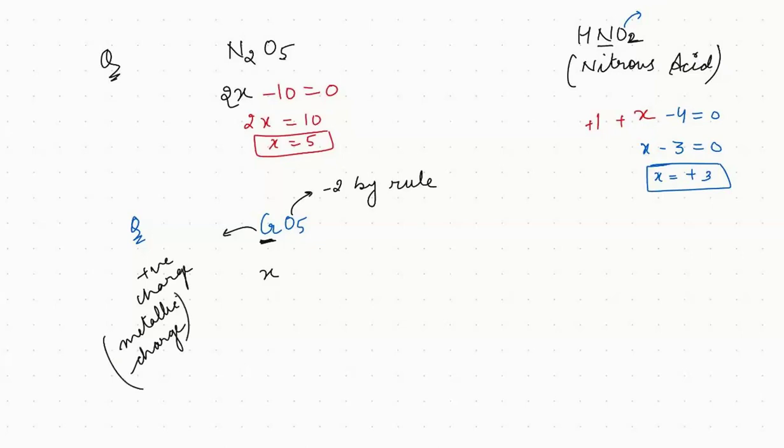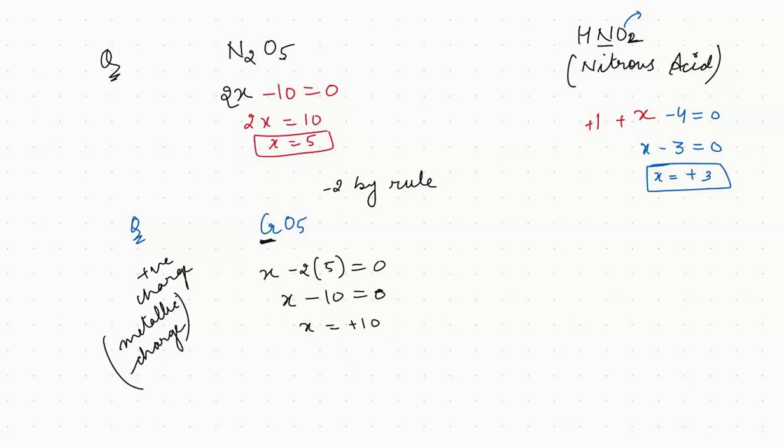So minus 2 times 5, that plus X would be 0. So X minus 10 would be 0. So X here would be equal to what? Plus 10. Did you understand? So X here equals plus 10. Got my point?